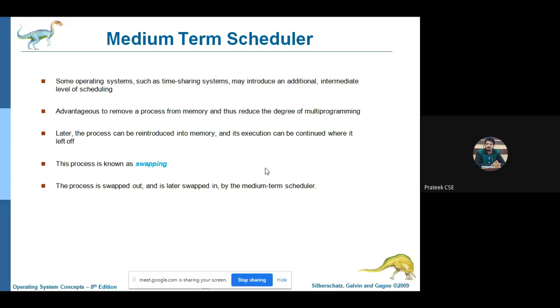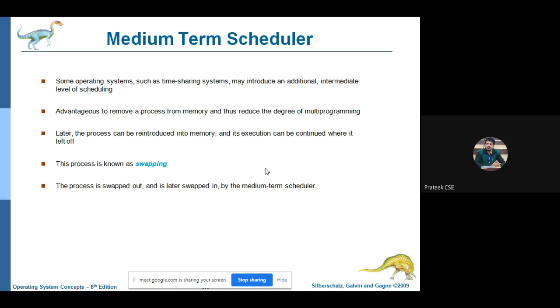The basic advantage of having this medium-term scheduler is to remove a process from the memory and thus reduce the degree of multiprogramming. तो भाई क्या concept है इसके पीछे? अगर हो सकता है कि रैम में बहुत सारे प्रोसेसेस पड़े हों और उनमें से कुछ प्रोसेस ऐसे हों जो इतने इंपॉर्टेंट ना हों एग्जीक्यूट करने को या सीपीयू को देने को, so they are just taking the memory, they are just taking the RAM space.